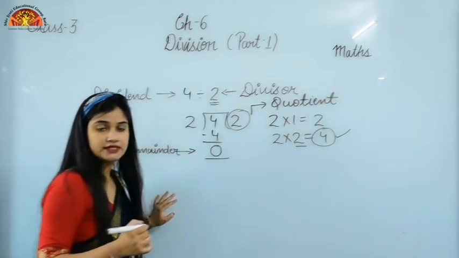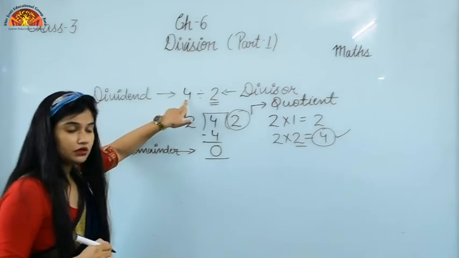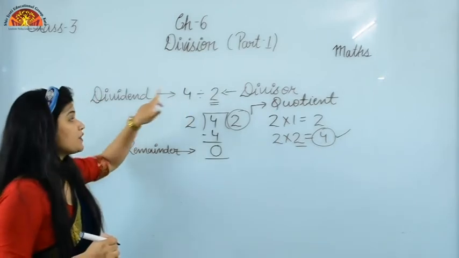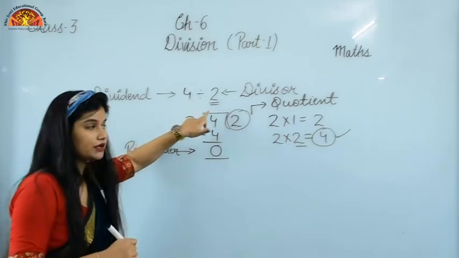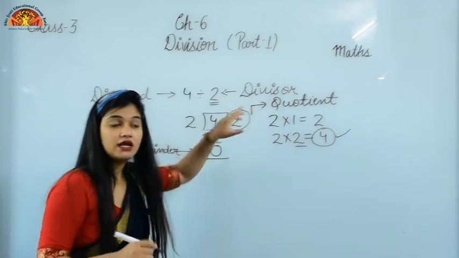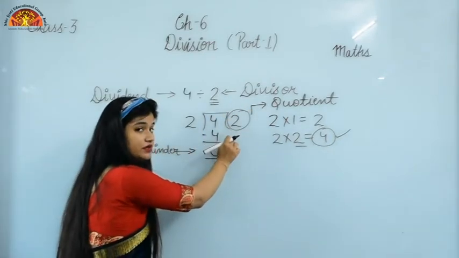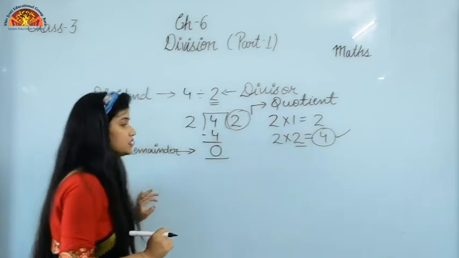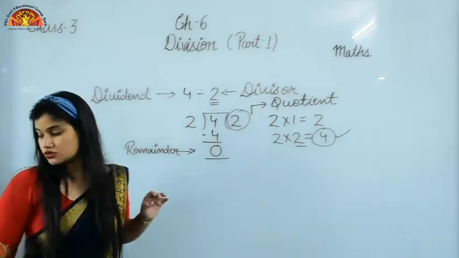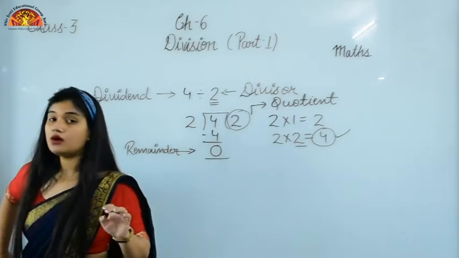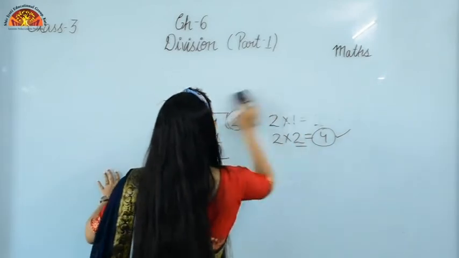Is it clear students? I am repeating this again. The number to be divided 4 here and this will be dividend, and the number by which you are dividing, जिस number से आप divide कर रहे हो, that will be divisor, and the answer of division, जो इसका answer है, the result of division, that will be quotient, and the remaining number will be remainder. Is it clear students?